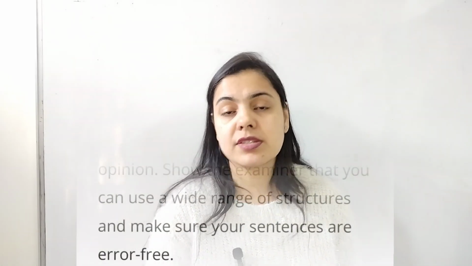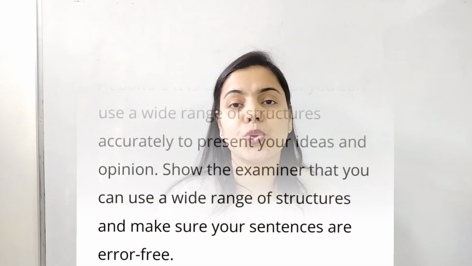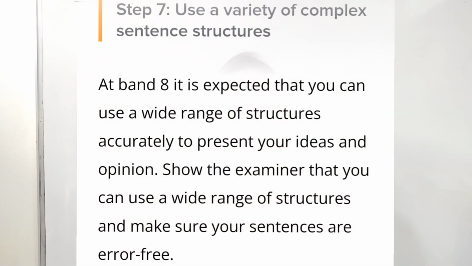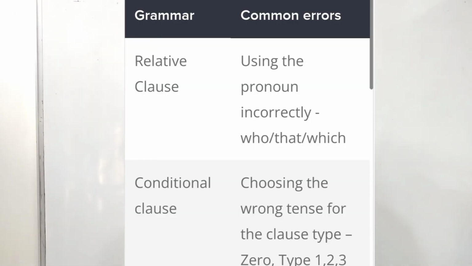So moving on to the next point, you have to use a variety of sentence structures in your IELTS essay if you want to score 8 and above in your IELTS writing. So what do I mean by variation in sentences? Sentence structures include different types of sentences, starting from simple sentence, compound sentence, complex sentence, conditional sentence, and passive sentence.